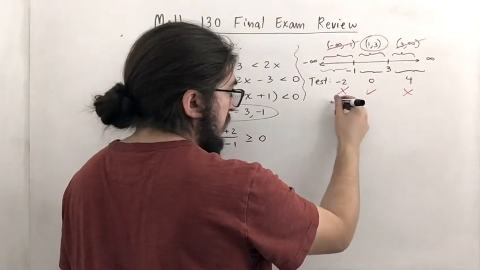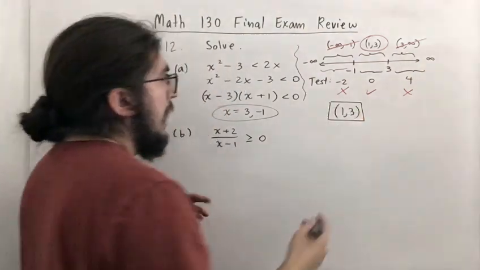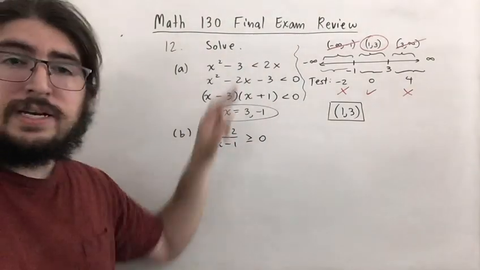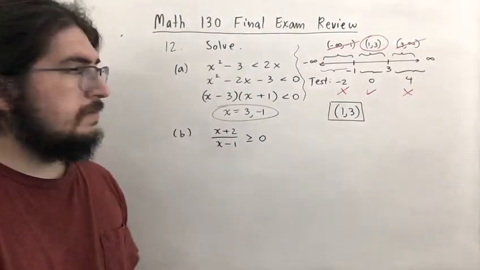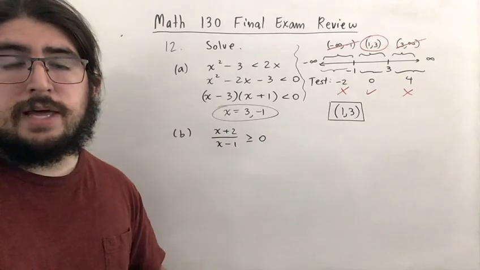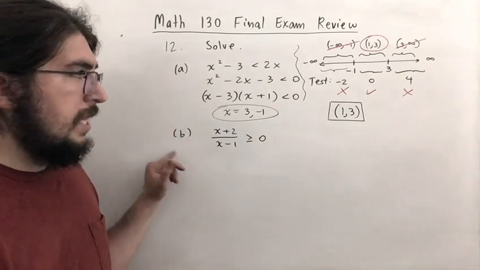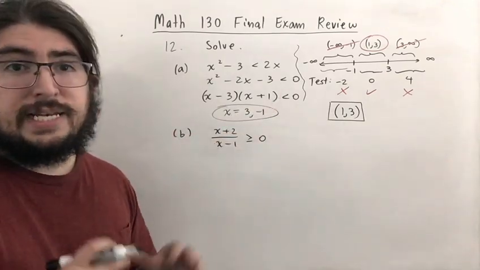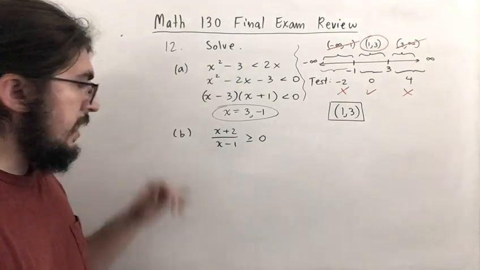So we don't change those parentheses to brackets, we leave them like that. How do I know that? Well, because the inequality was not or equal to, unlike this one's or equal to. So we'll see how that plays out with B, but that was it for A. Fantastic. So now let's move on to B here.